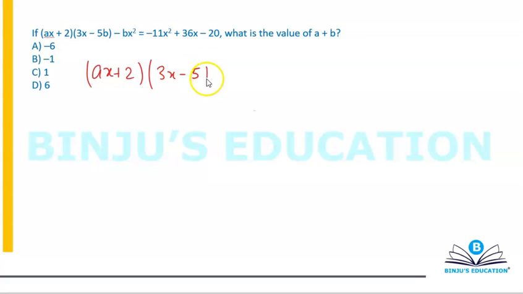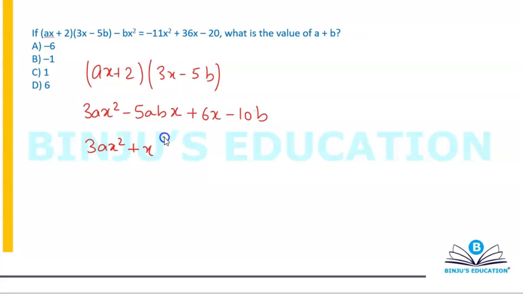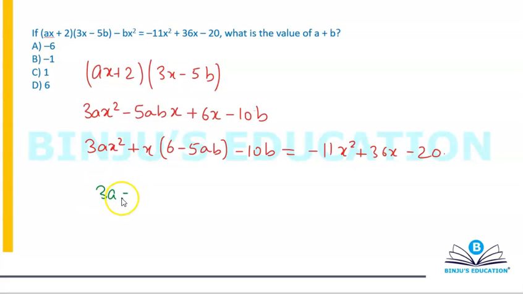So you have ax plus 2 multiplied by 3x minus 5b. If we expand this, it will become 3ax square minus 5abx plus 6x minus 10b, which can be written as 3ax square plus x times (6 minus 5ab) minus 10b, and my RHS is simply negative 11x square plus 36x minus 20. So let's simply compare the coefficients. I'm going to get that 3a is equal to negative 11, which means a is equal to negative 11 over 3.